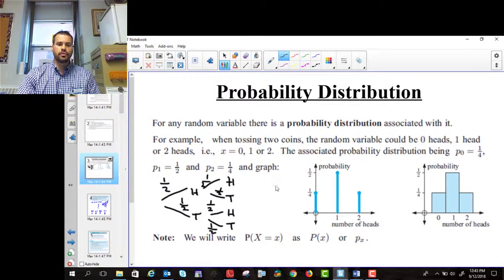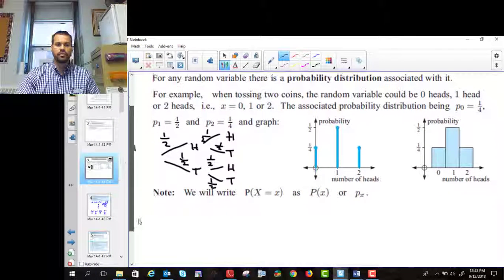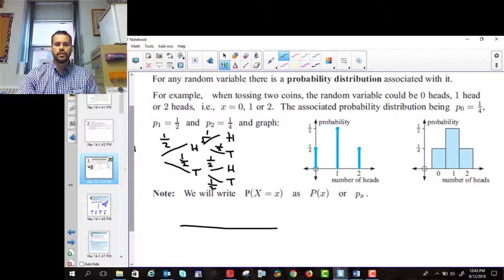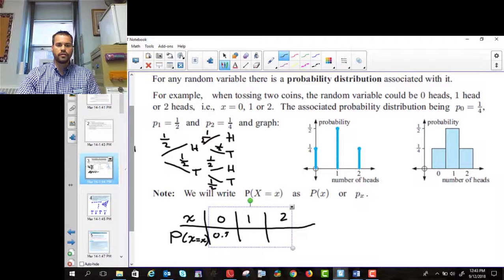Okay, and now we can write out a probability distribution table. You can either draw it like they have there, or you can write out a little table where you put x, and then the probability that X is equal to x. You use a capital and then a lowercase. There's 0, 1, or 2, and the probabilities are 0.25 first, then 0.5 or 1/2, and then 0.25.